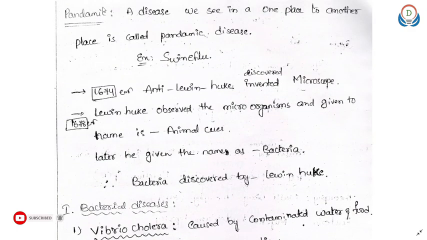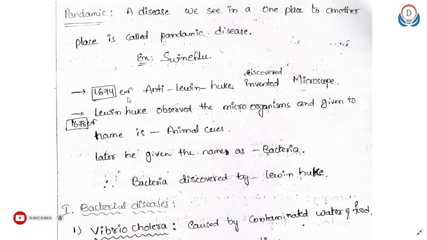What is a pandemic? Pandemic is nothing but a disease we see spreading from one place to another, and it is called a pandemic disease. Example is swine flu. Nowadays we are saying that COVID-19 is also a pandemic disease. We hear in the news that it is a pandemic disease, which can spread from one place to another.